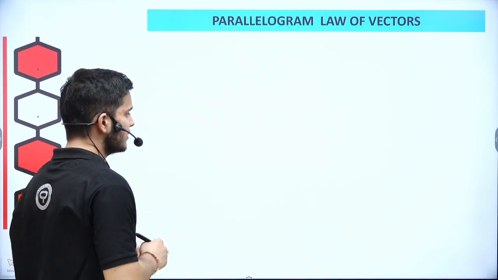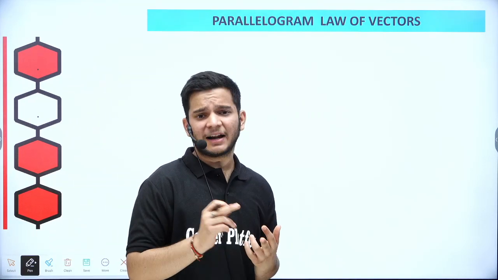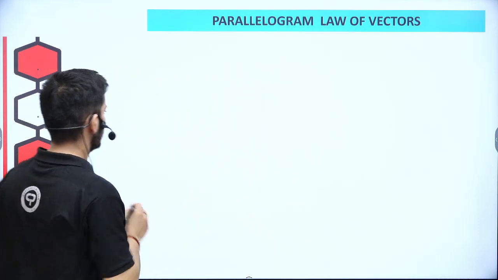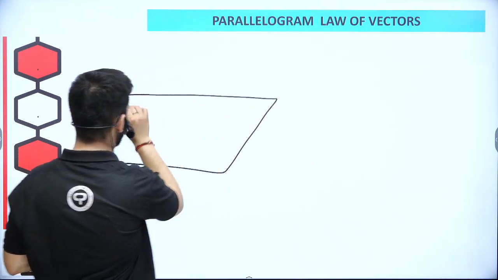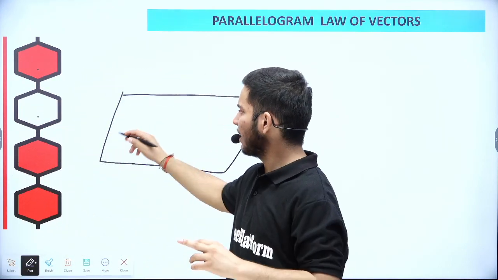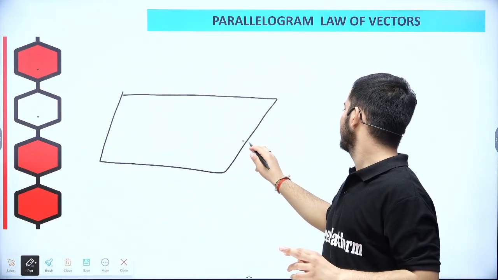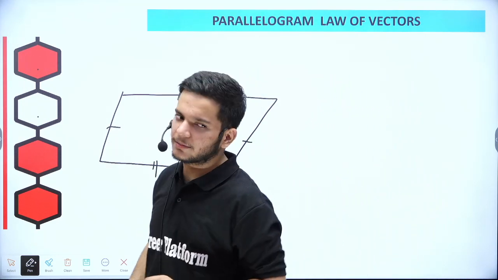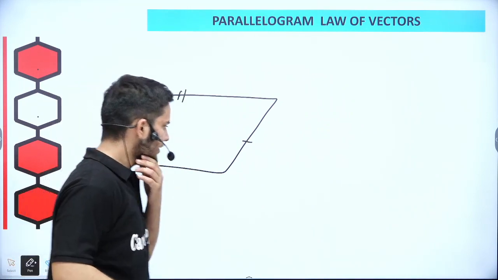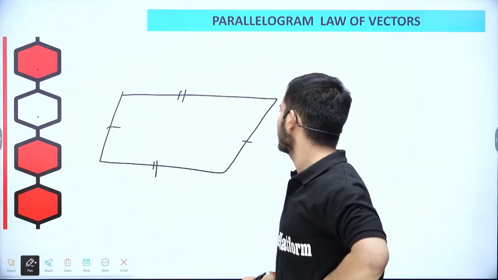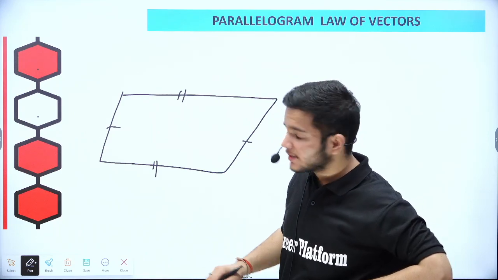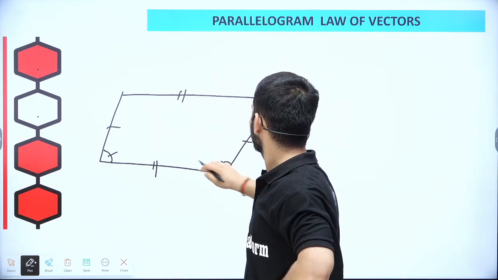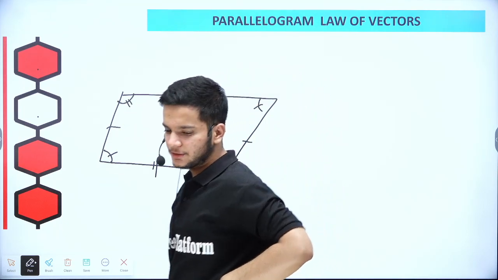So what is a parallelogram? In a triangle, the definitions are associated with a triangle; in the same way, a parallelogram is going to be associated here. So let's take a parallelogram. Its opposite sides are equal. This side and this side are equal, and this side and this side are equal. This is a parallelogram, right? And what else? Opposite angles are equal. Anything else that we need to understand? No.